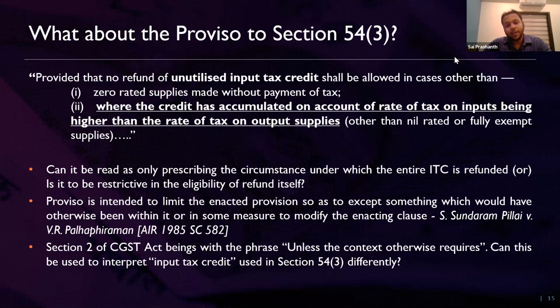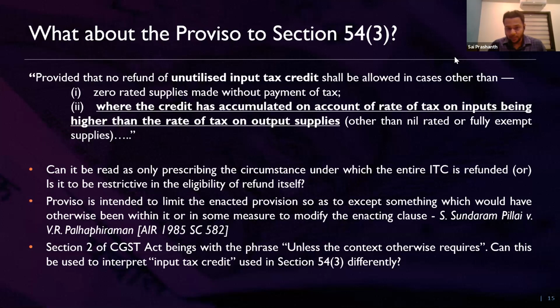Whereas if we were to go by the interpretation of the department, where they say input rate is higher than output rate means only the ITC on inputs will be refunded, then the proviso is restrictive in nature. So how to read this is again a point of interpretation, which probably some other challenge in the future will have to answer. But generally, proviso is intended to limit the enacted provision so as to except something which would have otherwise been within it, or in some measure to modify the enacting clause.